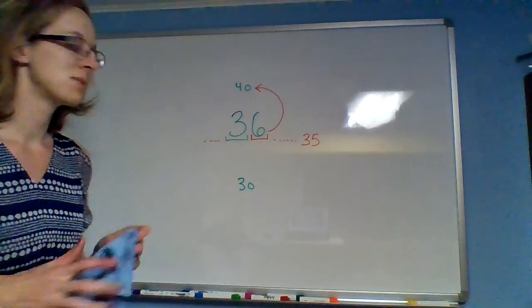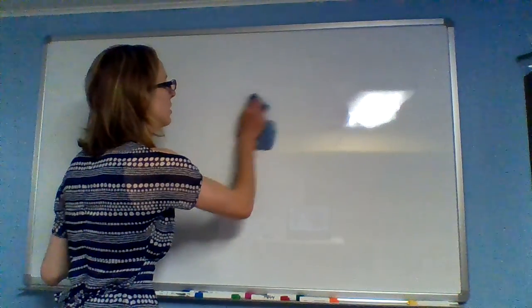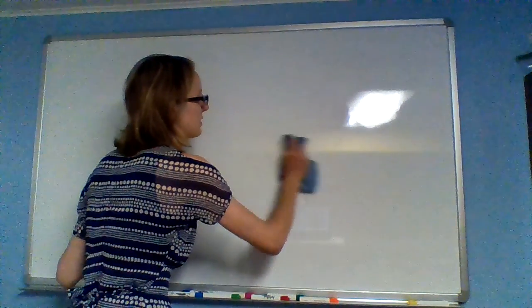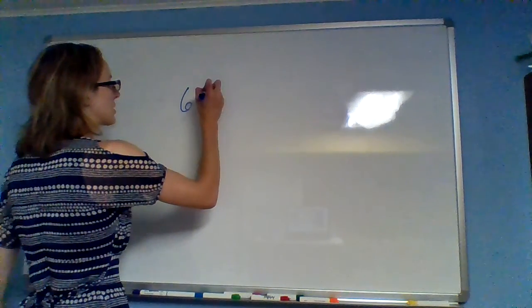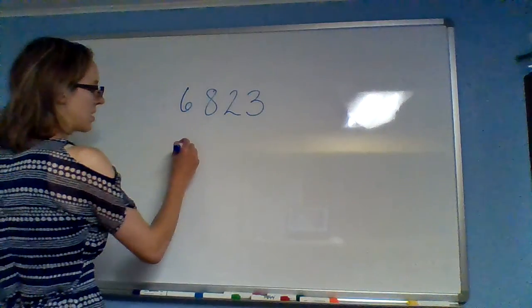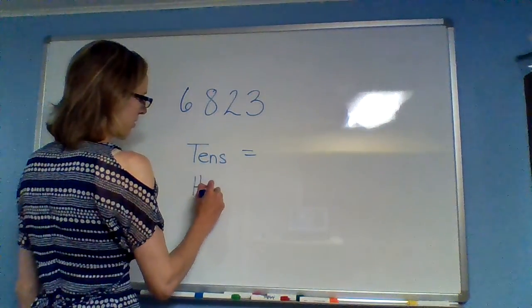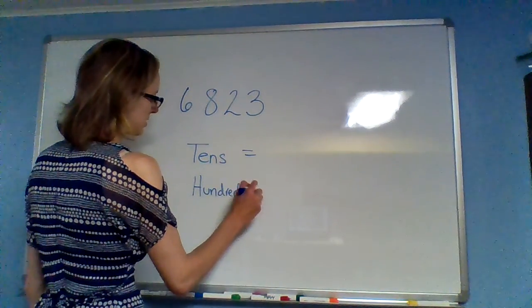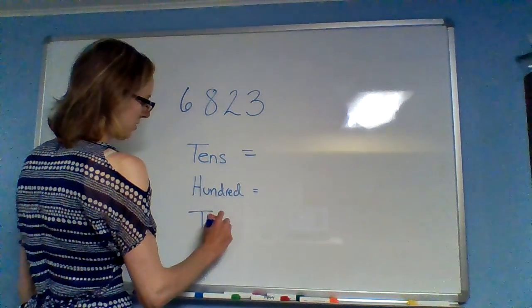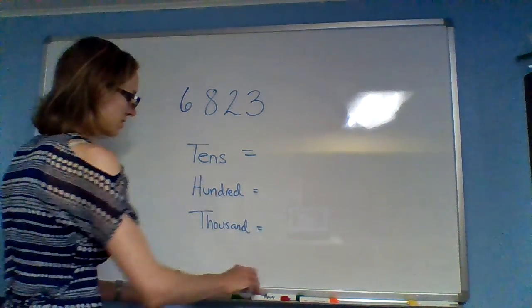We're going to do a couple practice problems today just with the general idea of rounding. So we're going to use that rule of rounding up if it's 5 or more and rounding down if it's less than 5. So if I use the number 6,823, I want to know what that number is if I round to the 10 spot, if I round to the 100 spot, and if I round to the 1,000 spot. Let's start with the 10 spot.